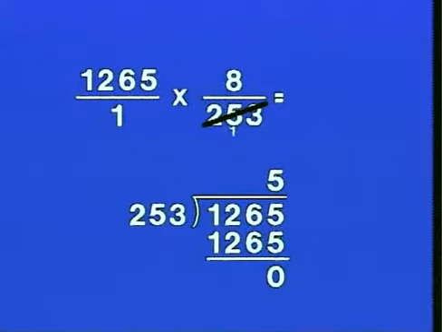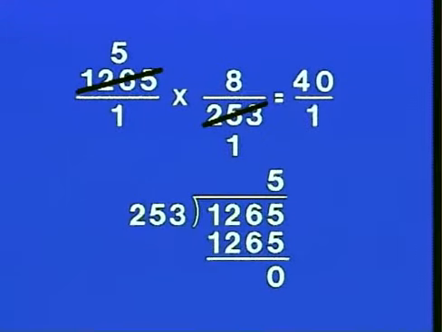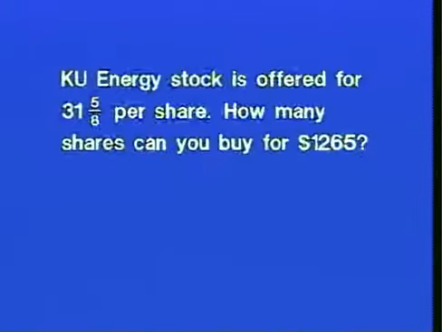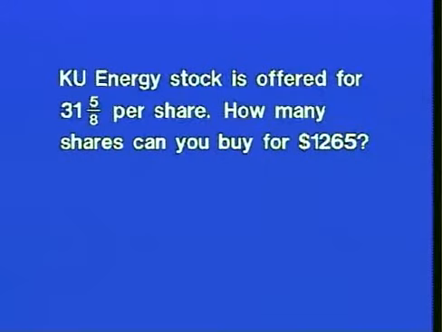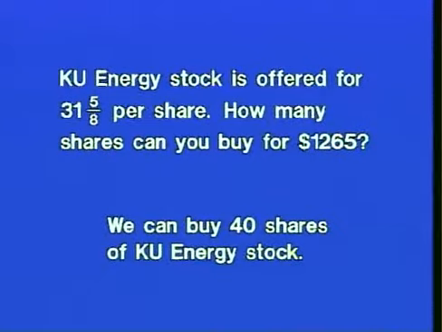We say 253 into 253 goes 1 time. 253 into 1265 goes 5 times. And now going straight across, 5 times 8 is 40, and in the denominators, 1 times 1 is 1. 40 over 1 is 40. Now, after all of this time, you may have forgotten what the problem was even asking us to find, but let's go back to it and decide how we're going to think about our answer. Here's the original problem, and the second sentence says, how many shares can you buy for $1,265? Well, we determined that the number of shares is 40, and we'll write our answer as a complete sentence. We can buy 40 shares of KU Energy stock.